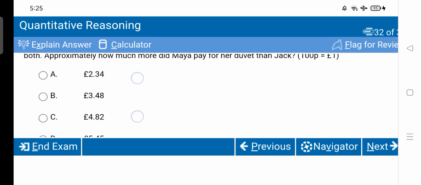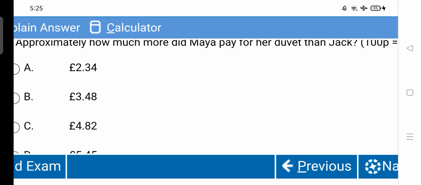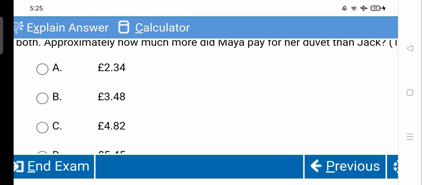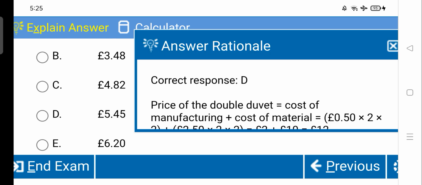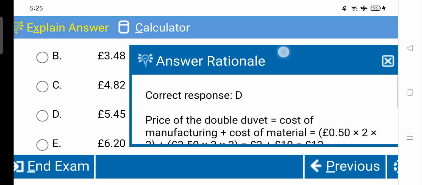So option A we have 2.34 pounds. Option B, 3.48 pounds. Option C, 4.82 pounds. Option D, 5.45 pounds. Option E, 6.20 pounds. So the correct response is option D.